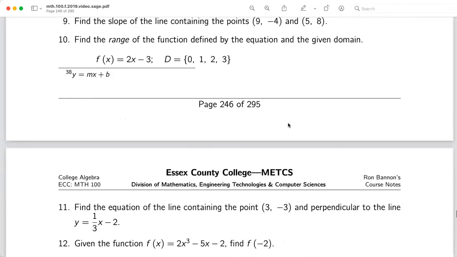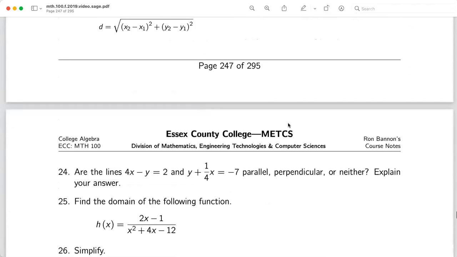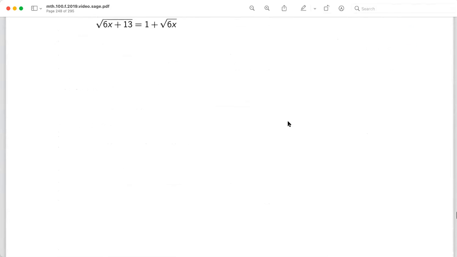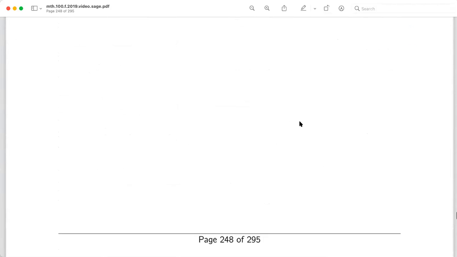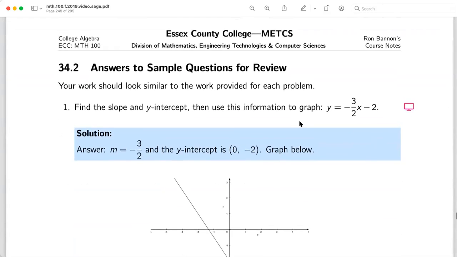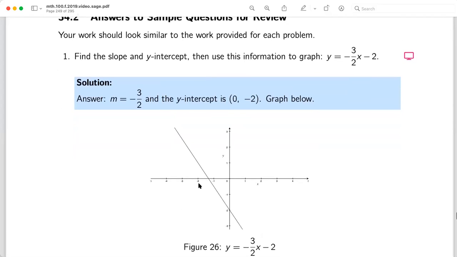I'm just looking through it. I notice there's questions over here. There's 27 questions, but there appears to be no answers or solutions to these questions over here. Well, if you just simply move forward, what you're going to notice is in 34.2, there's going to be answers to these questions. You'll see a little blue area with the solution to it and some work, and you'll also possibly see some graphs that are provided to you if you're asked to graph these things.